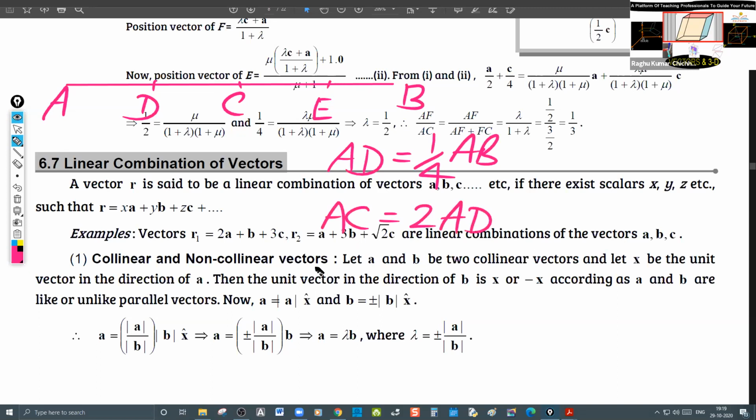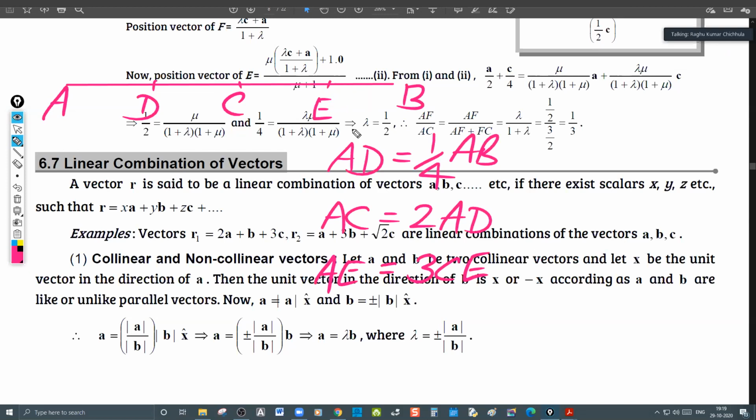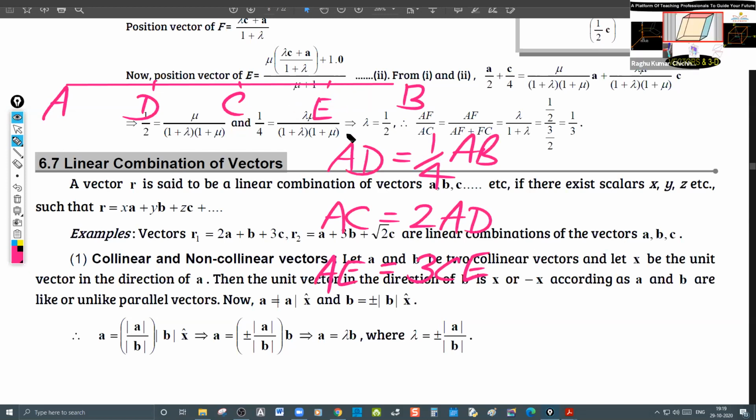You can write AE as 3 times CE, or not? Is it correct or not? Yes, sir. This is possible because they are lying on the same line. They are collinear. Now I am converting them to vectors by drawing a line on their heads like this.